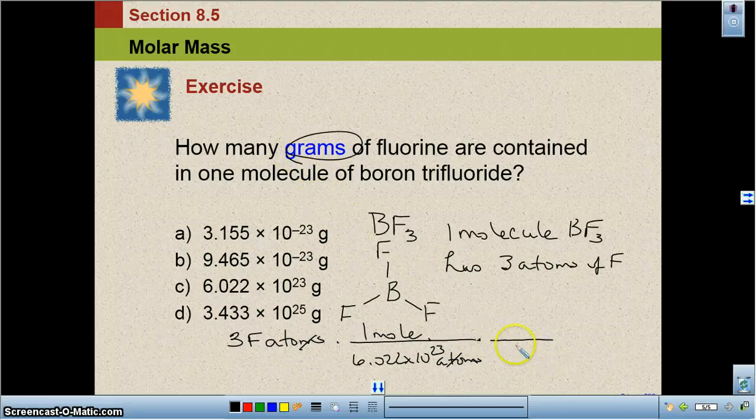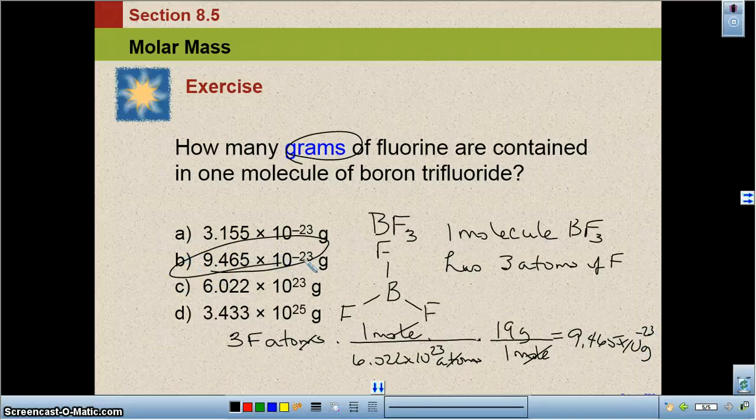Then I want to know the mass because it asks for grams. And I look at the periodic table and I see that fluorine weighs about 19 grams per 1 mole. So my moles cancel out. So I take 3 divided by 6.022 to the 23rd times 19. And the answer that I get is going to be 9.465 times 10 to the negative 23rd grams.